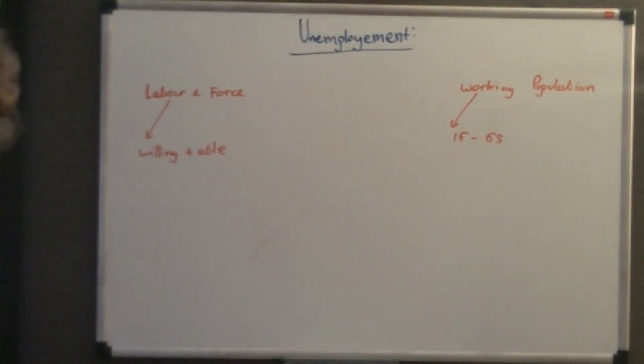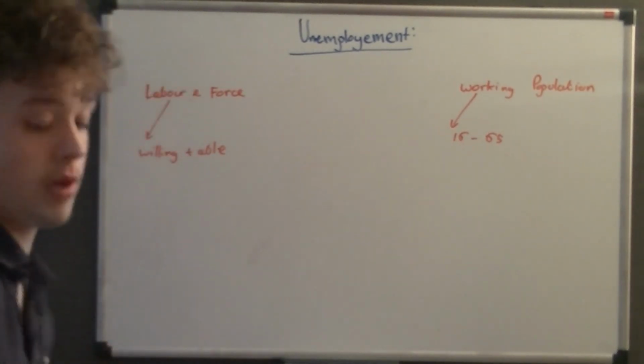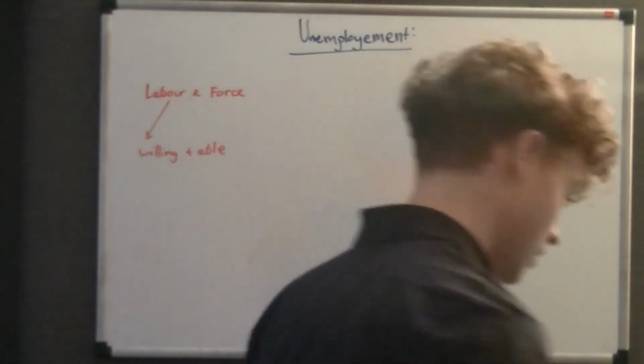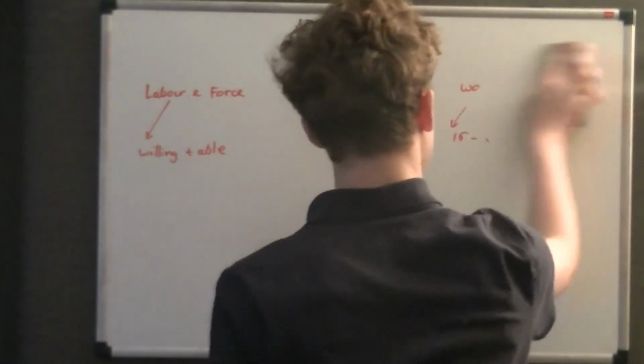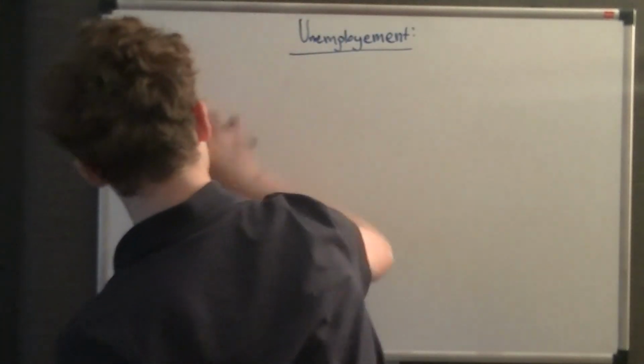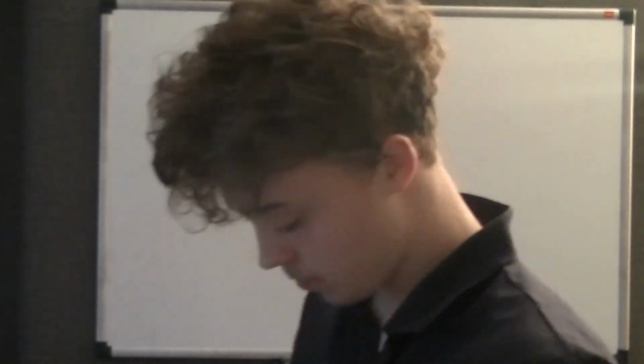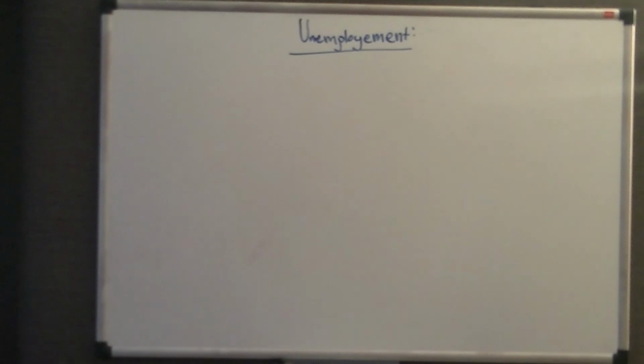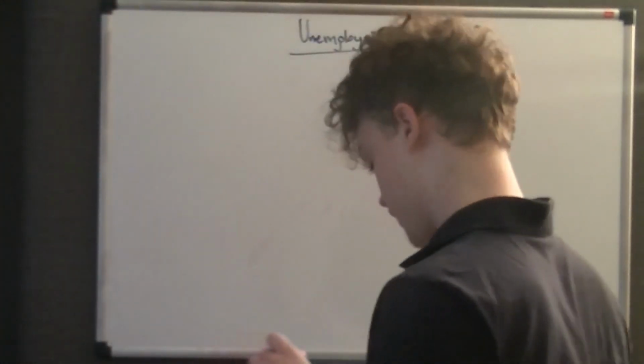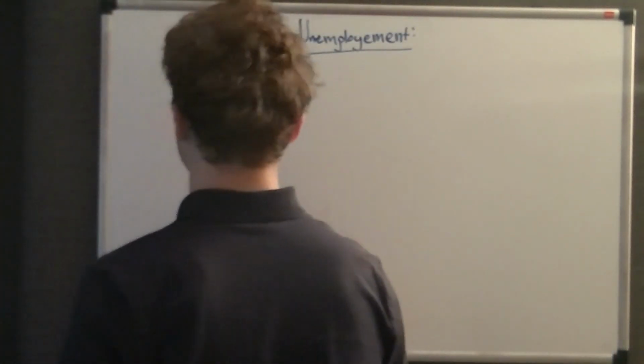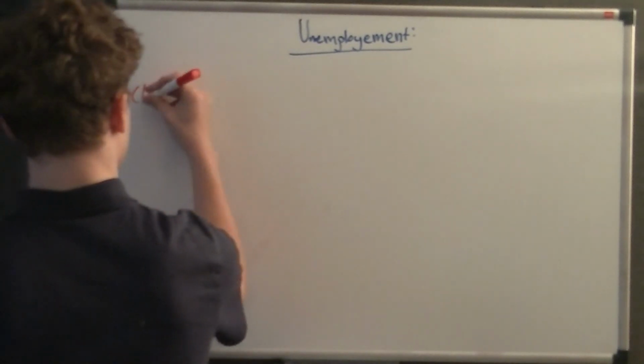Now, there's two ways of measuring unemployment. I thought it was another one for a second. Now, the two ways of measuring unemployment, I'm going to put them with two different pens, on two different sides of the board. So we've got something called the claimant count.